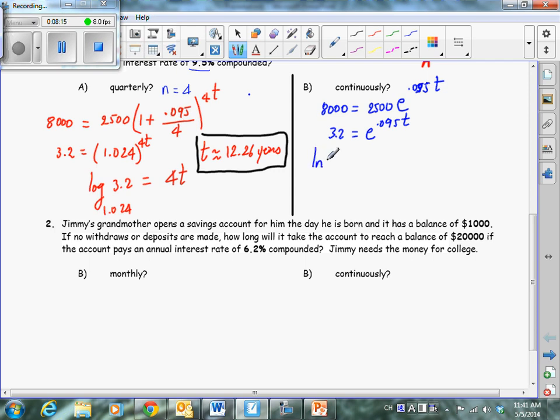ln of 3.2 is equal to 0.095 t. And you will first end up dividing. So find out what this is and figure out what's the approximate value of t.